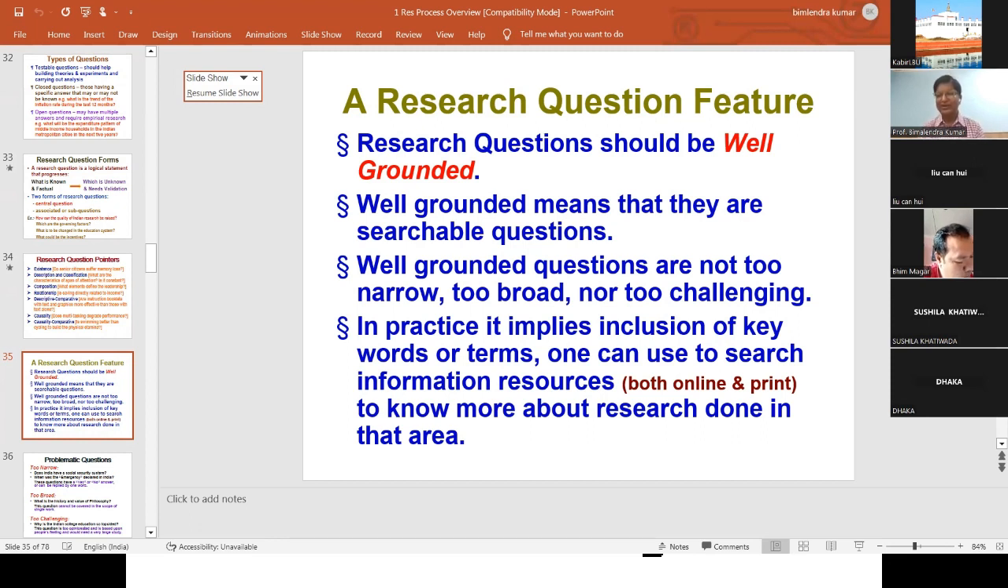If there are no solutions to the questions, those questions cannot be researched. So here grounded means the known facts which are already there, and they can be searched further again and again. Well grounded questions are not too narrow, too broad, nor too challenging. And in practice, it implies inclusion of the keywords of the term one can use to search information resources, online and print, to know more about the research done in that area.